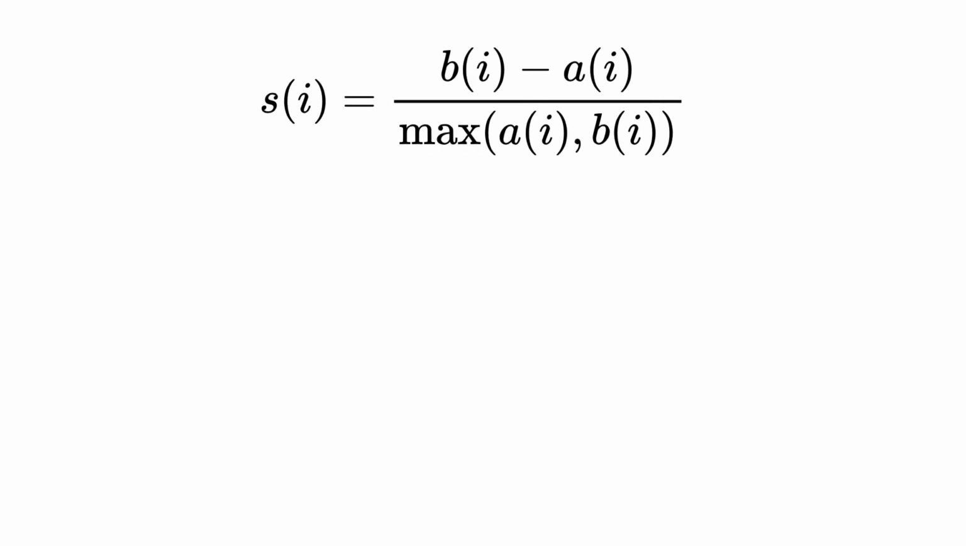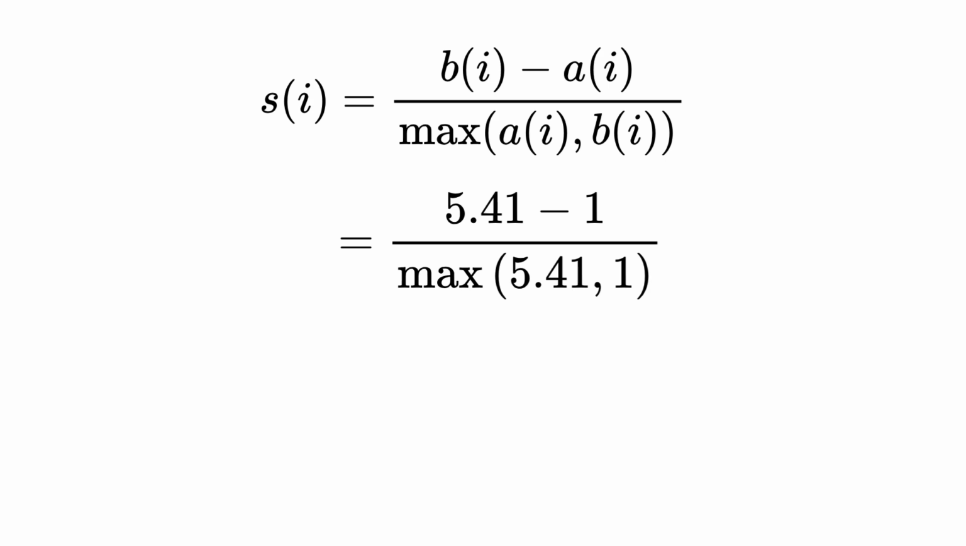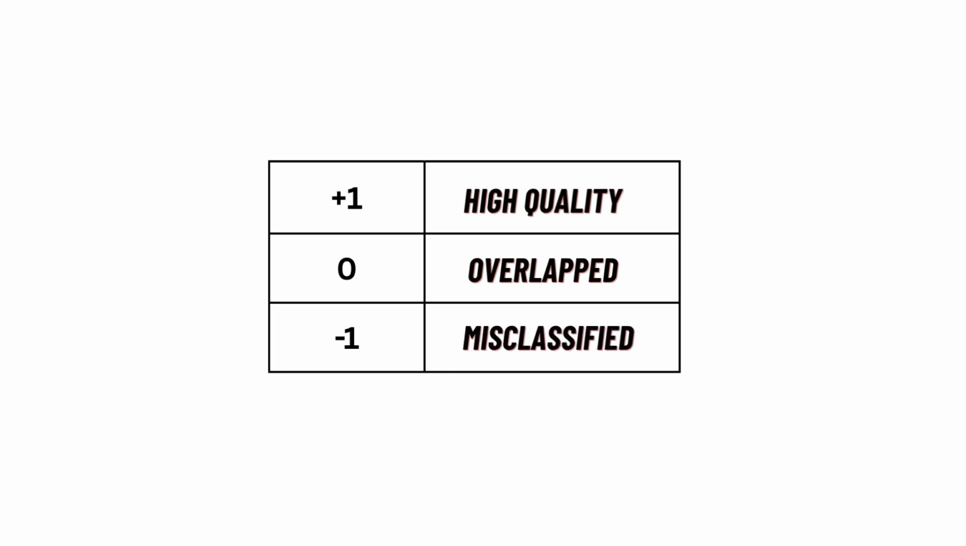Now we plug these into our silhouette formula. 5.41 minus 1 divided by the maximum of those two numbers, which is 5.41. We get 0.815. Because this is close to +1, we can confidently say this point is well clustered. If this number were near 0, it would mean the point is sitting right on the border of both clusters. If it were negative, it means the point is actually closer to cluster B than its own group.